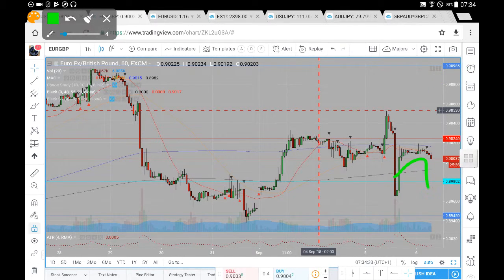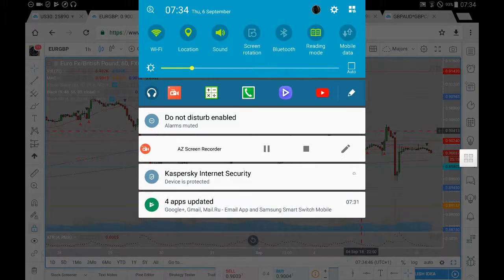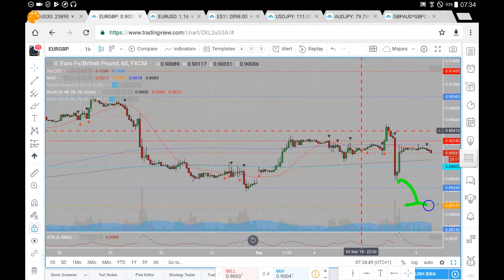If, however, we do fail to hold that 89.80, the very next level of note, of course, is our previous low here on the chart in around that 89.45, and beyond that, if we do see sufficient volatility, the very next level of note to the downside is a move down towards that 89.14 on the euro against the pound.